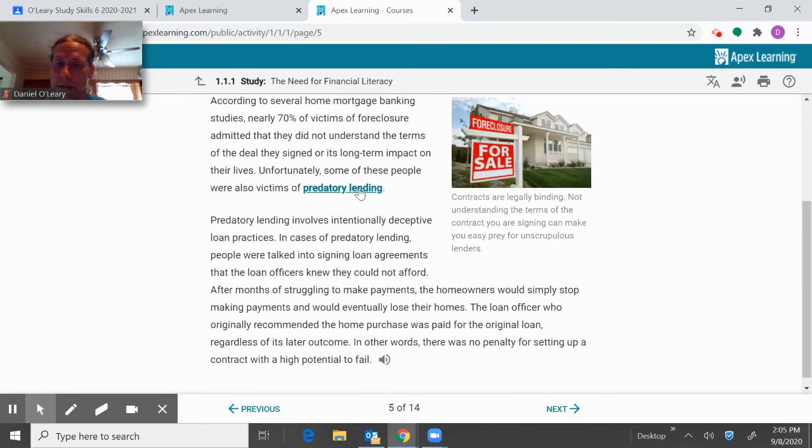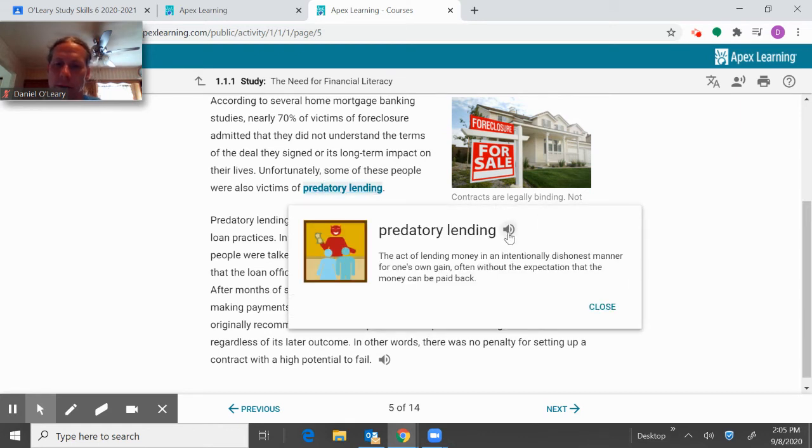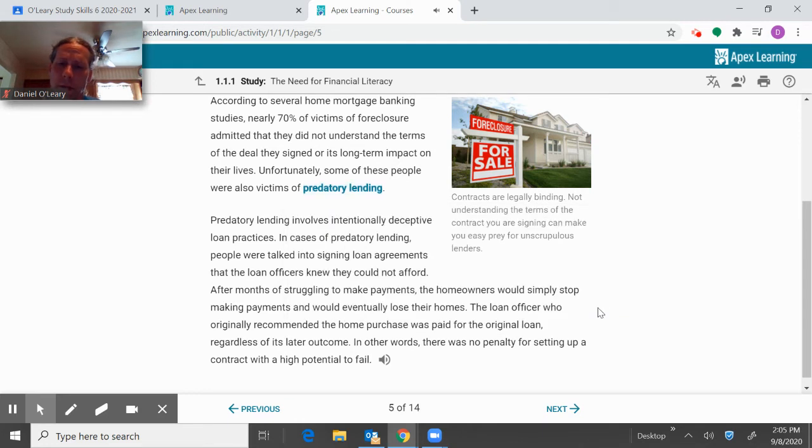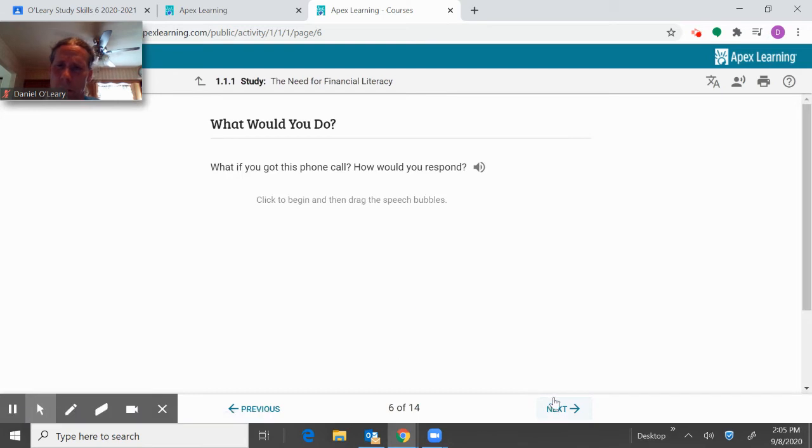Okay. And then there's, again, a definition here. Unfortunately, some of these people were also victims of predatory lending. So it'll tell you what predatory lending is. Predatory lending. The act of lending money in an intentionally dishonest manner for one's own gain. Often without the expectation that the money can be paid back. Okay, so again, it would give you that info there.